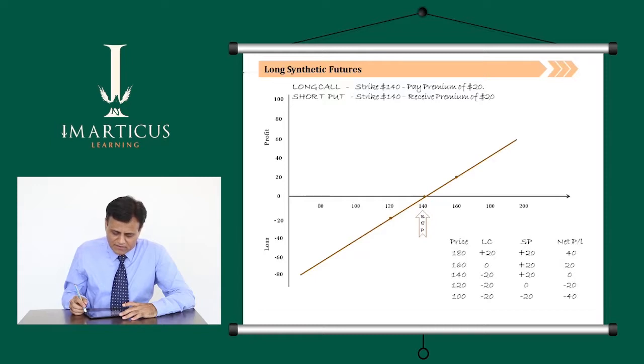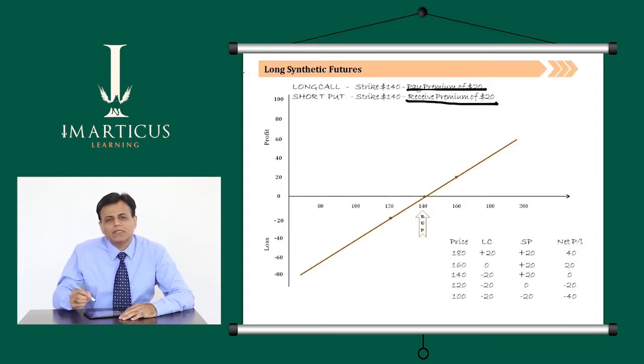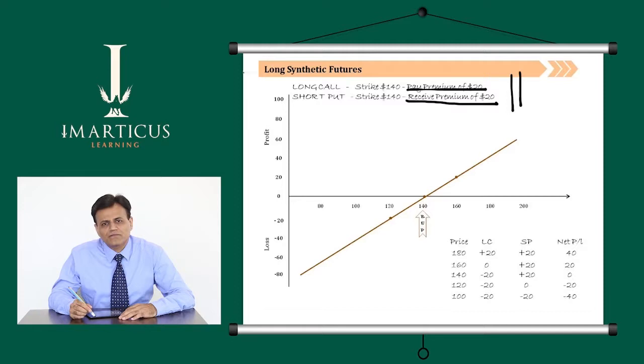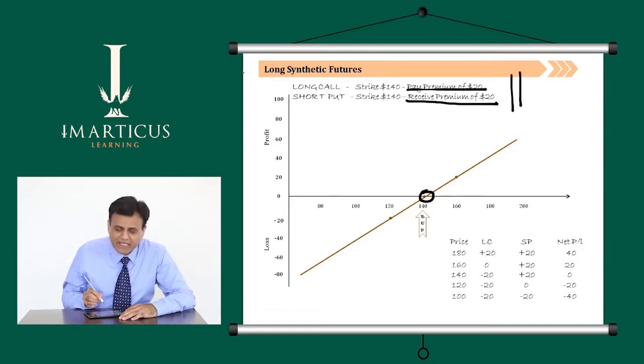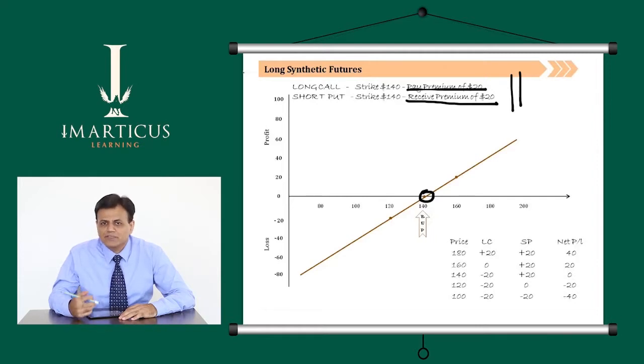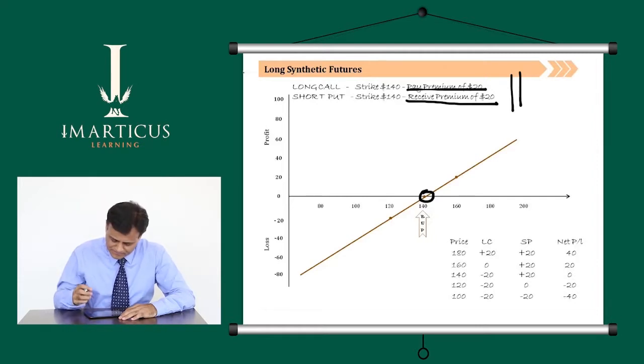In this strategy, we have paid a premium of $20, but at the same time received a premium of $20. This means that we have no cost on this strategy. The break-even point hence would remain at the strike price, which in this case is $140. What I have built in here are various scenarios: if the prices were to rise or fall, what would be the net profit or loss for us.